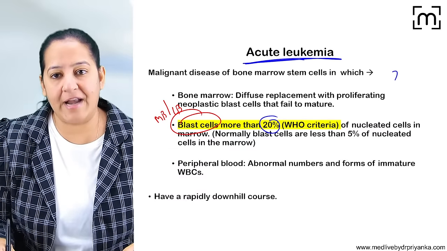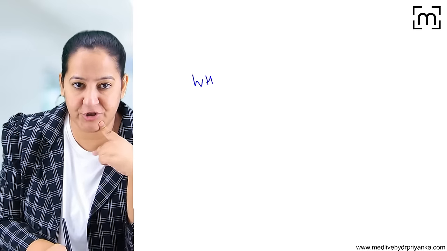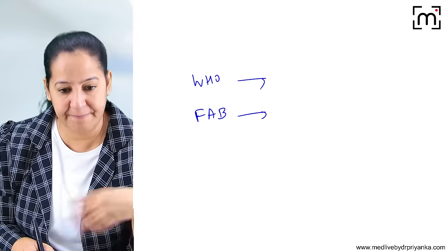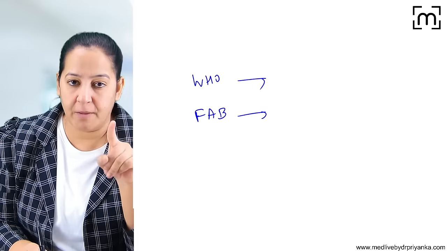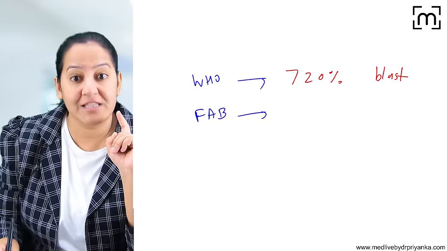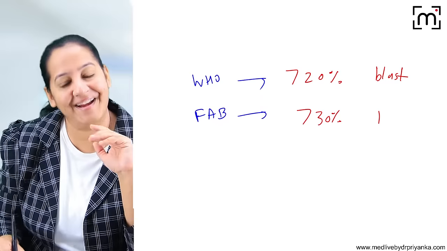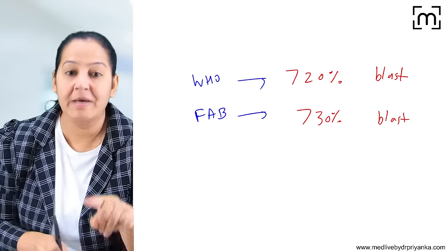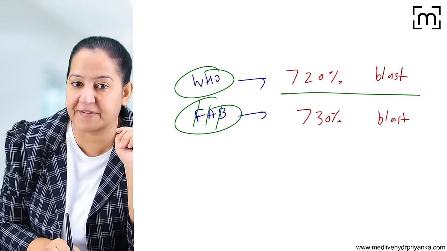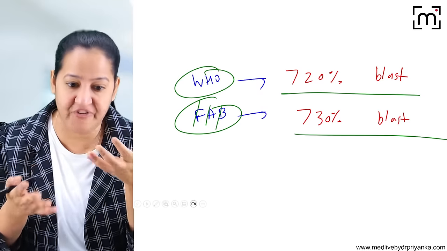WHO criteria is more than 20%, and then there is the FAB criteria. You know, there are two different organizations, WHO and French, American, British. Some people follow one classification, some follow the other. WHO has given a cutoff of 20%: if the blast in the marrow is more than 20%, it is known as acute leukemia. According to FAB, if the blast is more than 30%, it is known as acute leukemia. So according to WHO the cutoff is 20%, and according to FAB, French, American, British, it is 30%. Either can be asked in your exam. Two different bodies have given two different cutoffs.